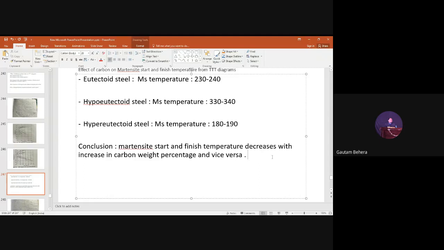And this can be justified with the help of the stability of the austenite phase, because carbon is an austenite stabilizer. It tries to keep the austenite in a stable phase even at very low temperature. Okay, I think.